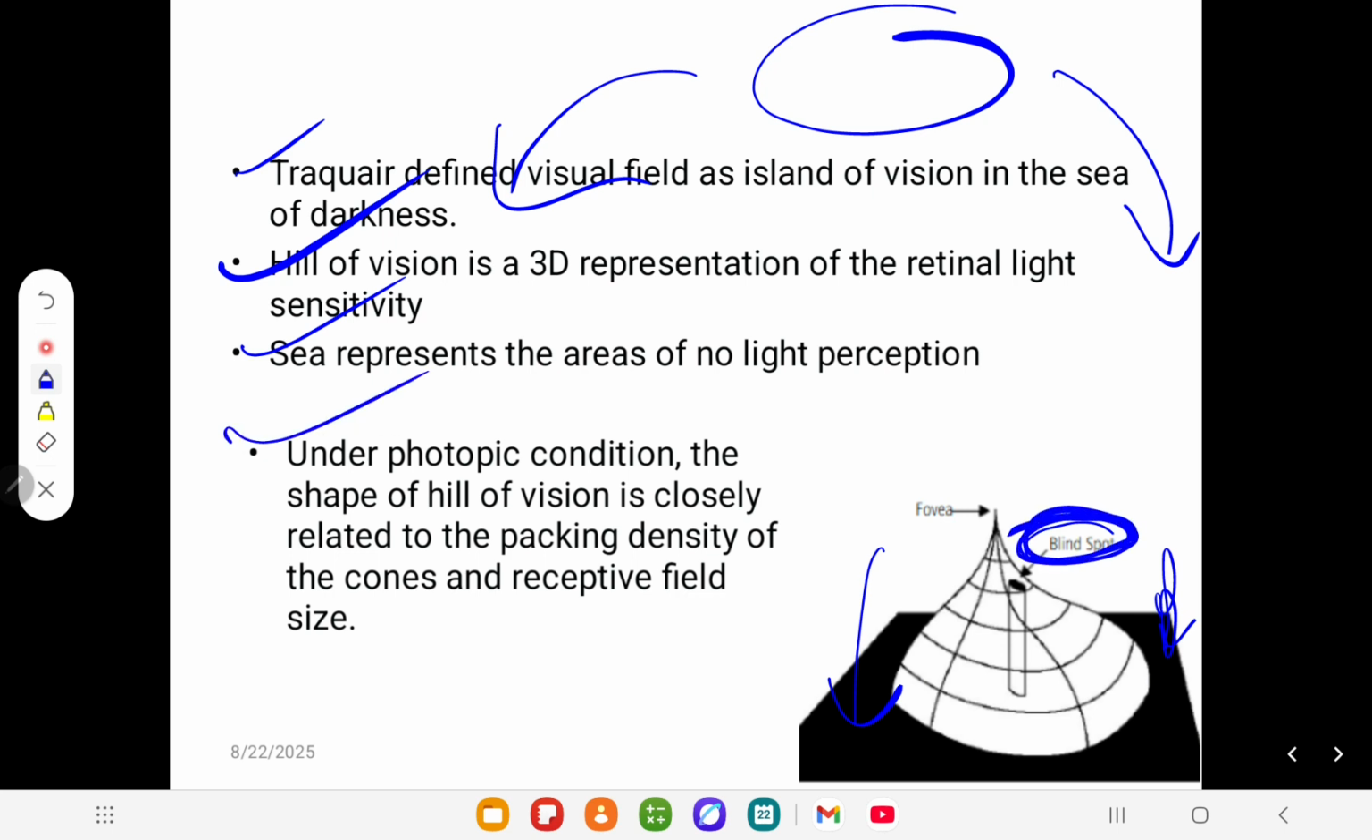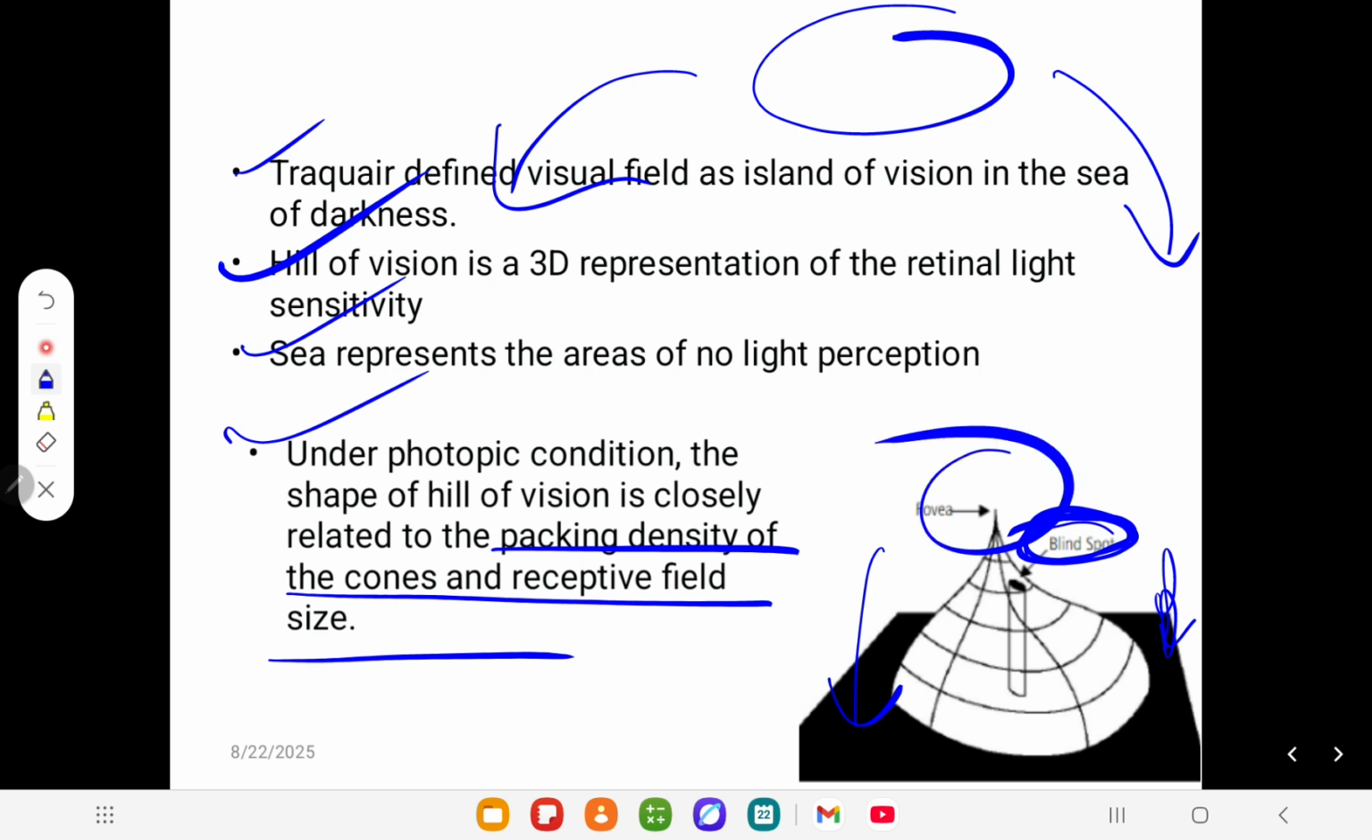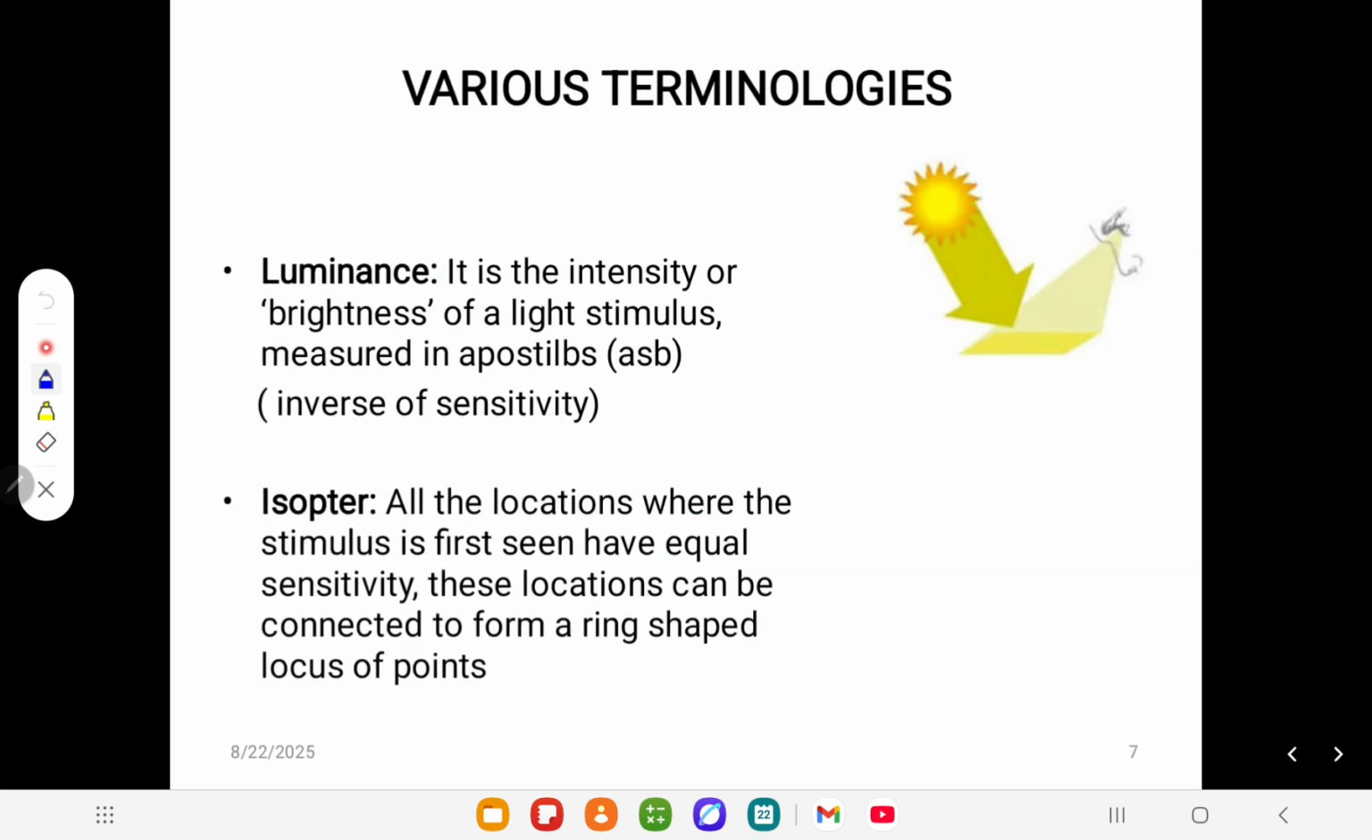So under photopic conditions, the shape of the hill of vision is closely related to the packing density of the cones and the receptive field size, isn't it? This peak comes at the fovea because there is the highest packing density.